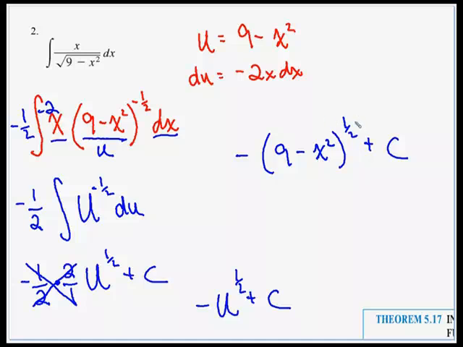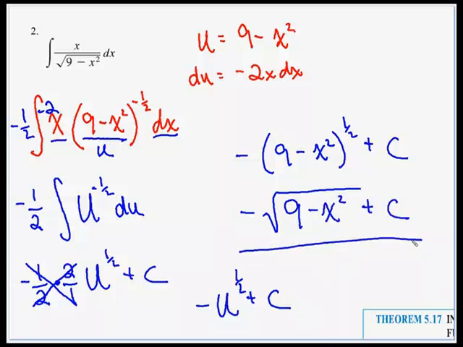And if you want to get rid of that 1/2 power, we could rewrite that as a radical. Negative square root of the quantity 9 minus x squared plus our constant c. So that one we didn't need inverse trig functions or logarithms for. We did that one with just a basic u-substitution.